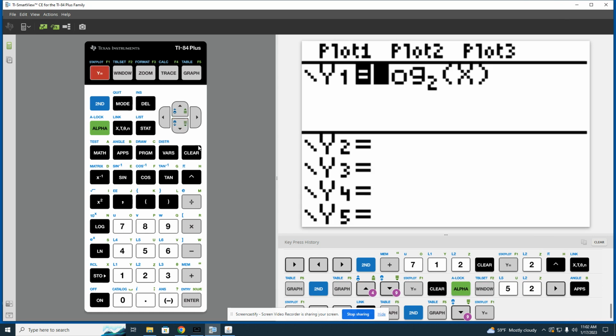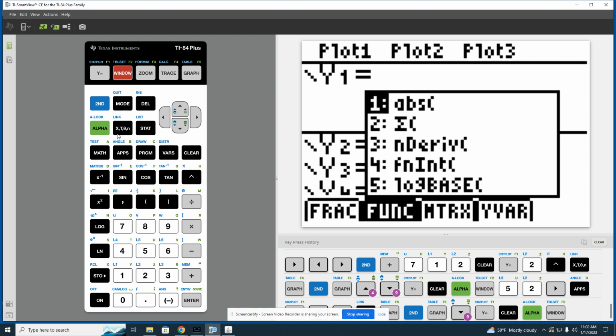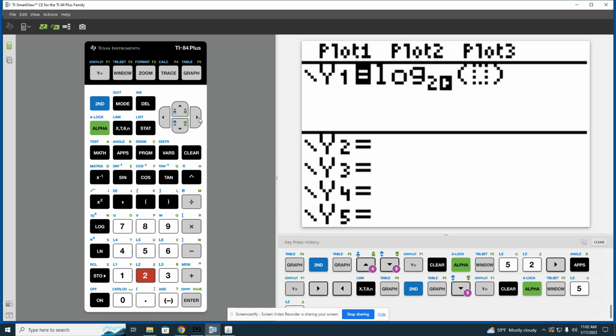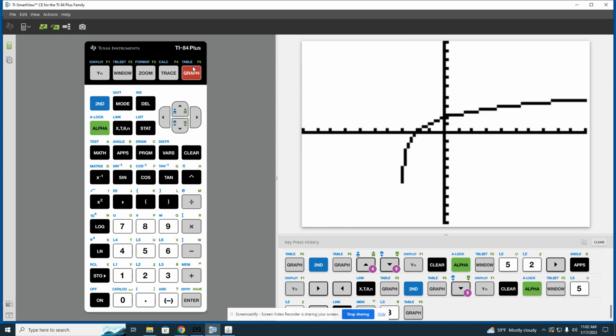I'm going to go graph it. Y equals, alpha, window. Number 5, that's log base 2. And then inside the parenthesis, we're putting x plus 3. And I'm graphing it. All right, so see, did it shift left 3? Absolutely.